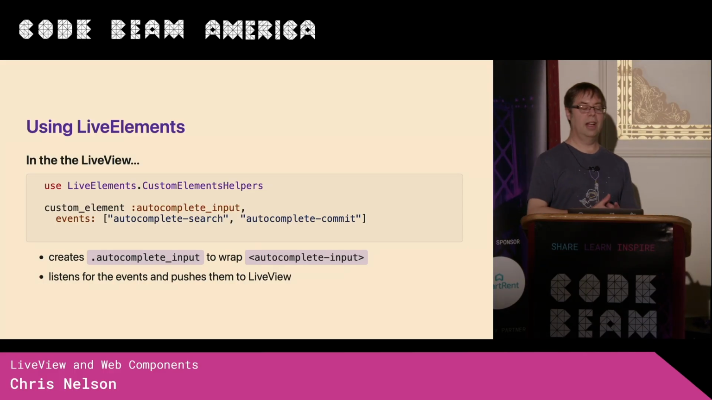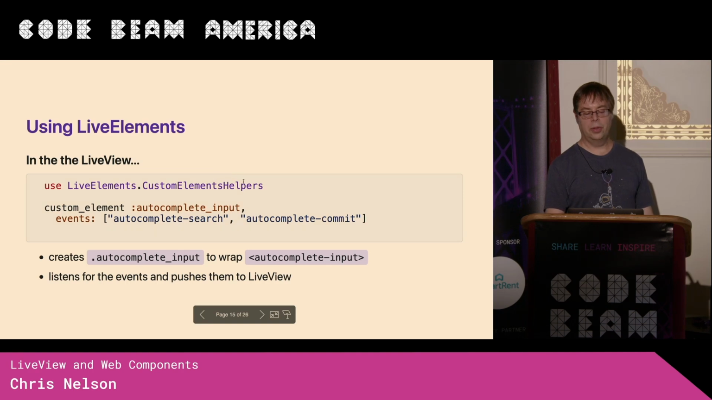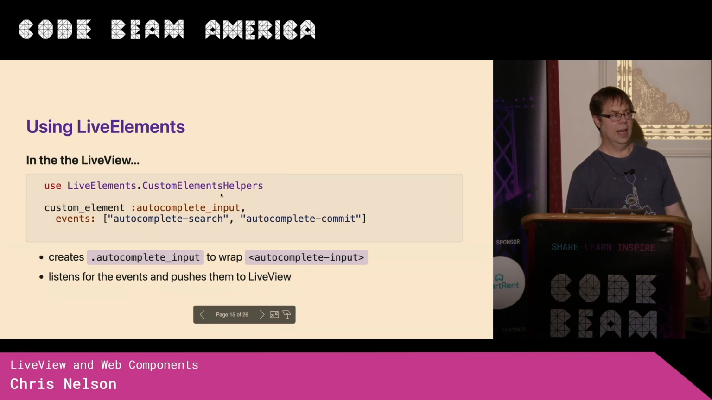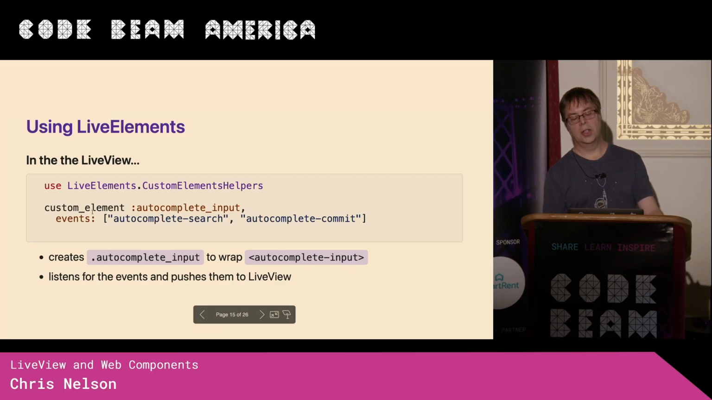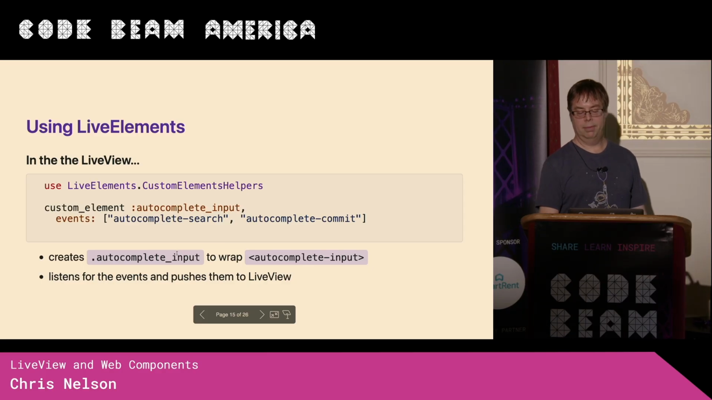So speaking of using LiveElements, this is what it actually looks like to use LiveElements in your LiveView. We pull it in this way with using the custom elements helper, and that gives us our macro. This is the custom element macro. It gets an underscored version of the tag name, and that's what becomes the functional components. And then the other key bit is it gets a list of events that we want to send up to LiveView. In this case, there's only the two I mentioned, search and commit. And yeah, it just creates the functional component and sends the events up to LiveView.